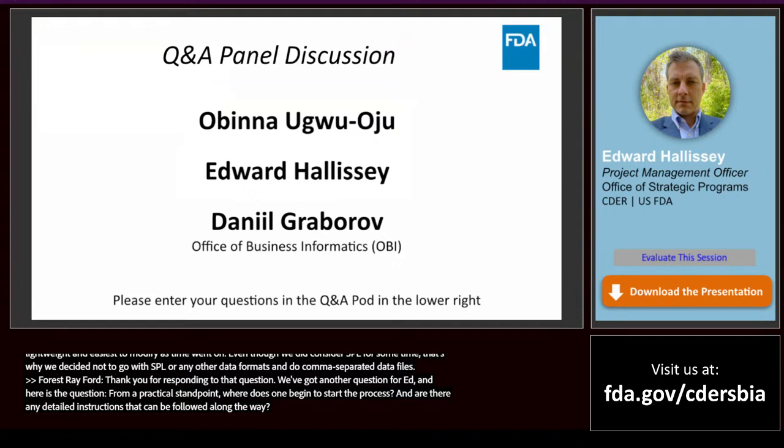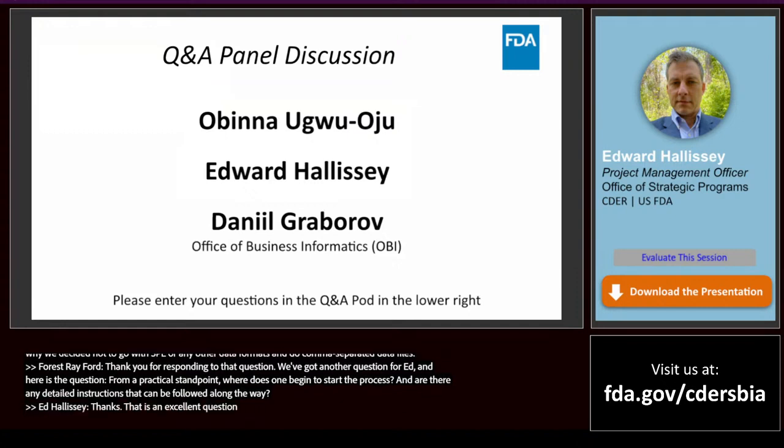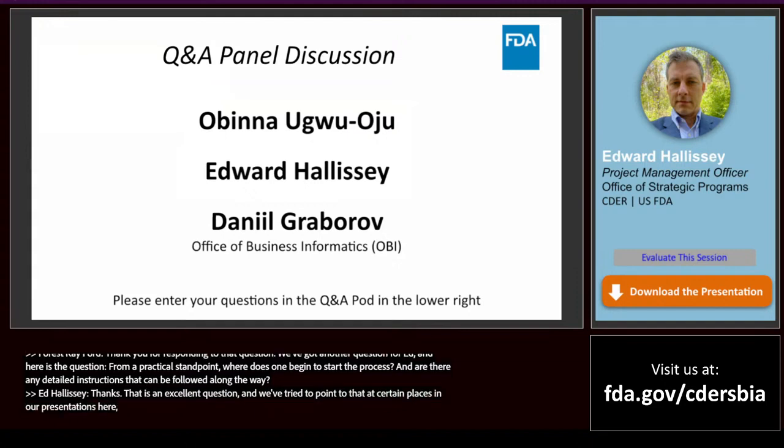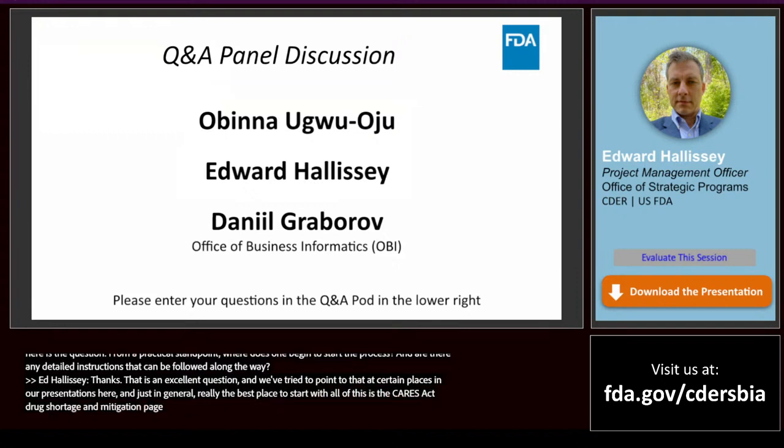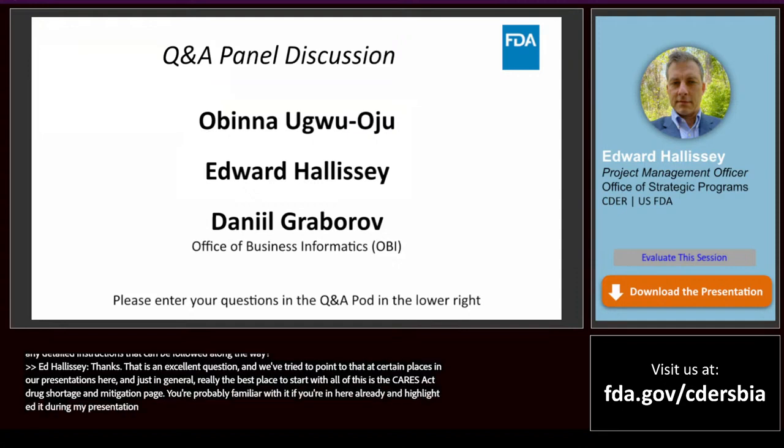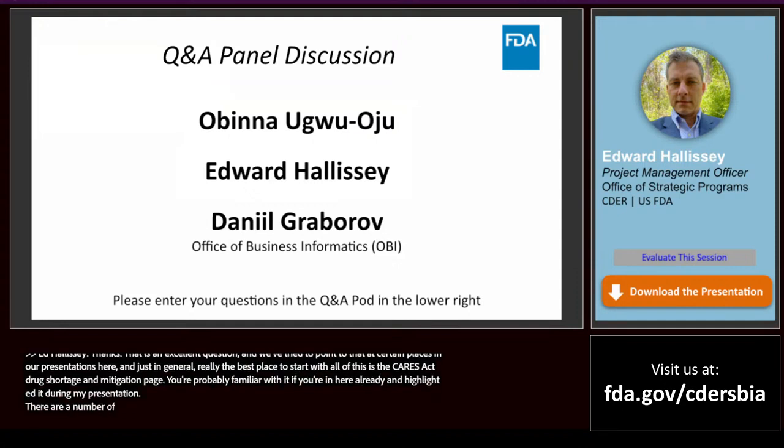Yeah, thanks. That is an excellent question. And we've tried to point to that at certain places in our presentations here, and just in general. Really, the best place to start with all of this is the CARES Act Drug Shortage and Mitigation page. You're probably familiar with it if you're in here already, and I highlighted it during my presentation. There are a number of resources for the portal and for CSV files for processing and all that down at the bottom of the page in the yellow box that's there.